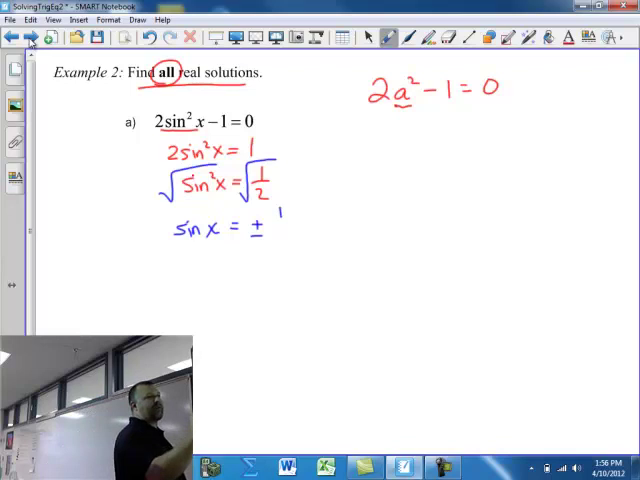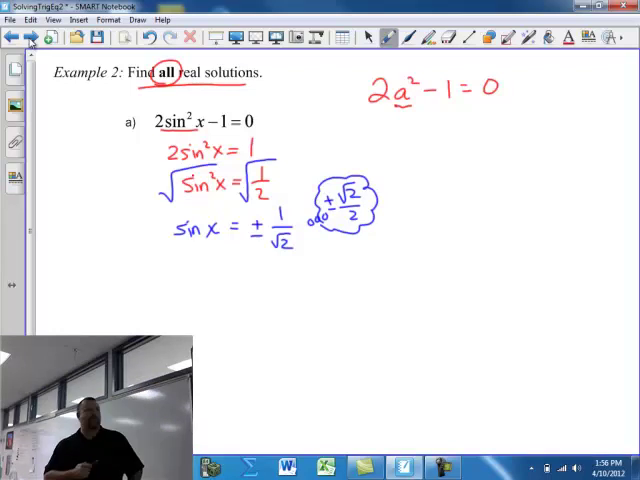Which is, the square root of 1 is 1, and the square root of 2 is just the square root of 2. Okay, hey, that looks like one of our special numbers. That's also that idea of square root of 2 over 2, isn't it? Yes, it is. So either way you want to think about it. So what angles does that come from for sine of x?